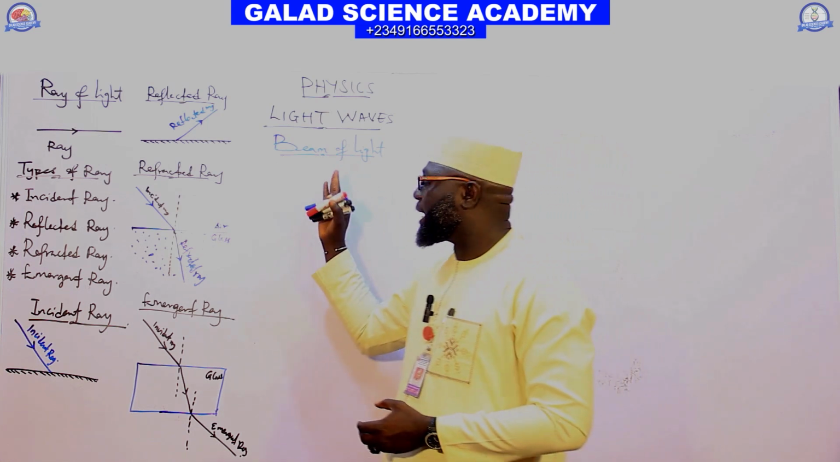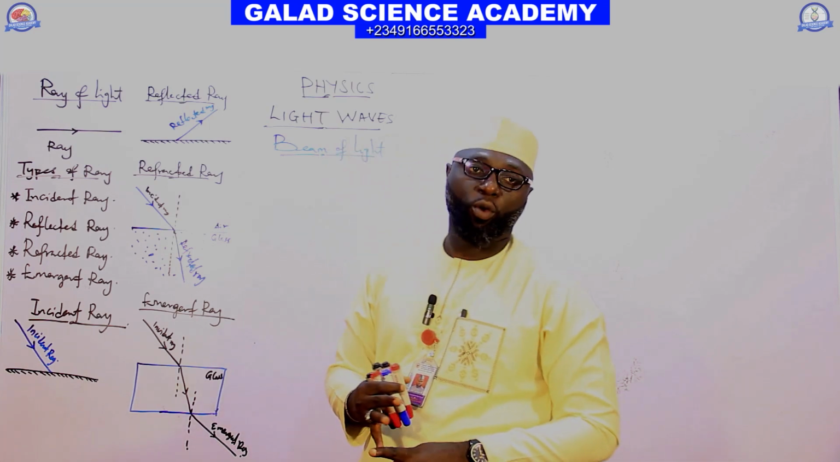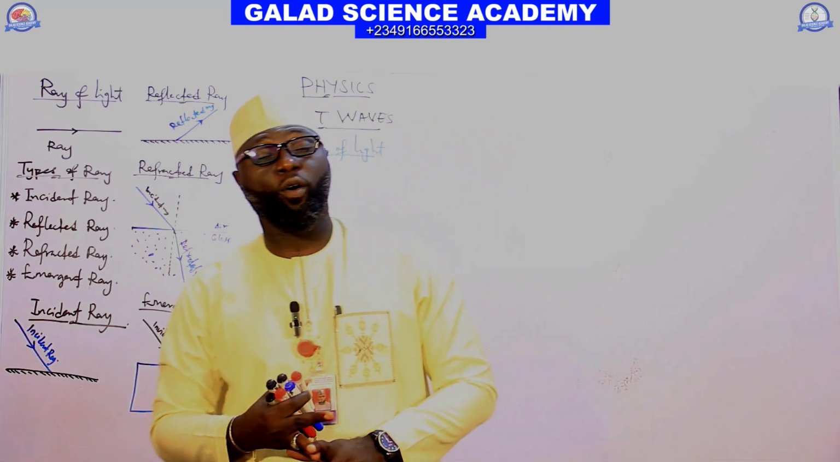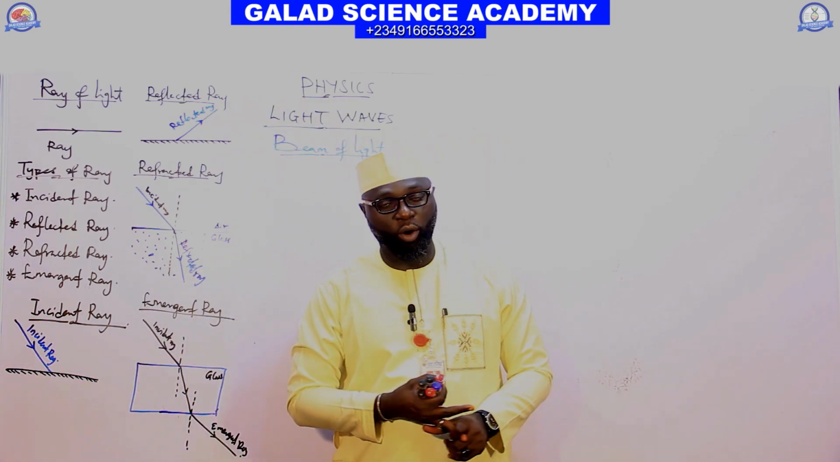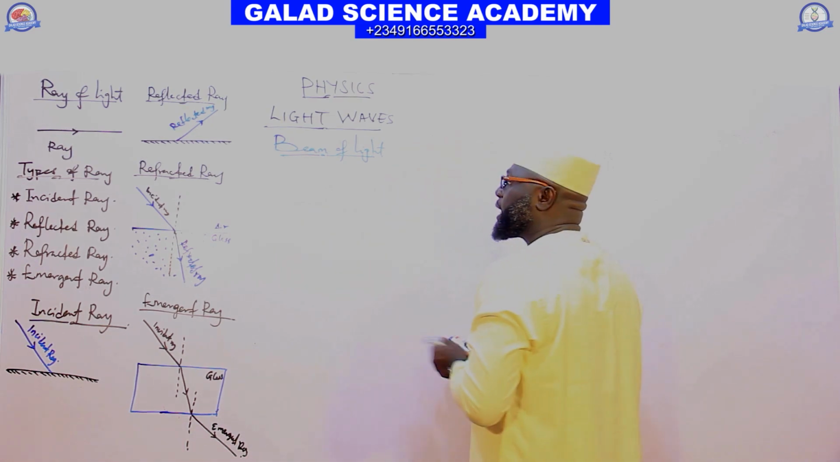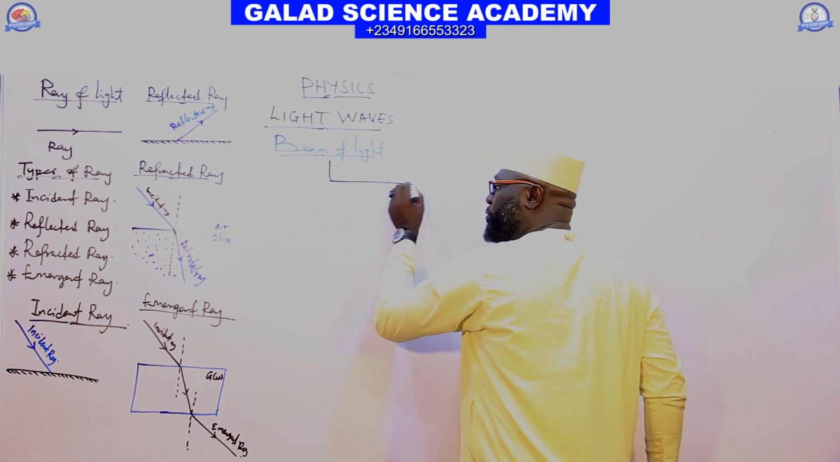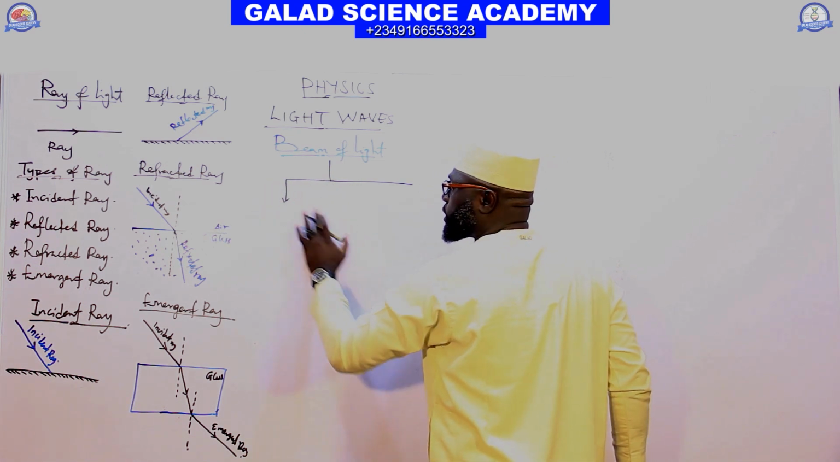And there are three types of beam of light. We have the parallel beam, the convergent beam, and the divergent beam. Like I said, there are three types of beams.